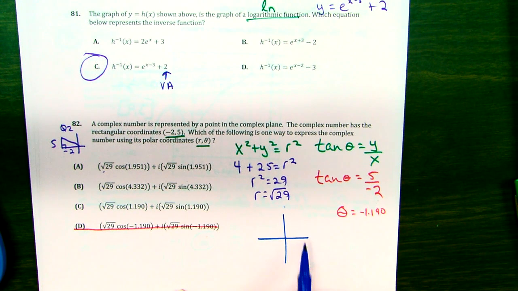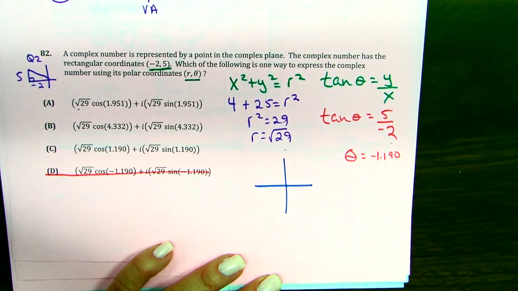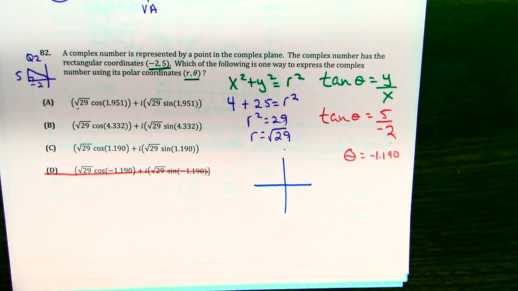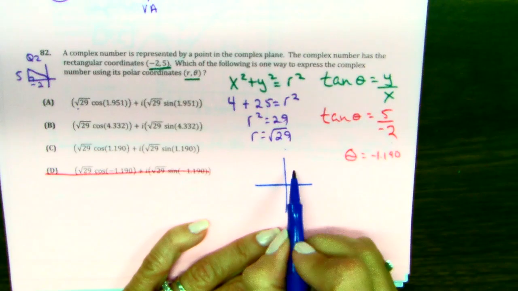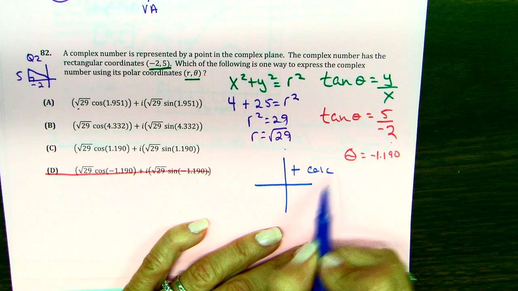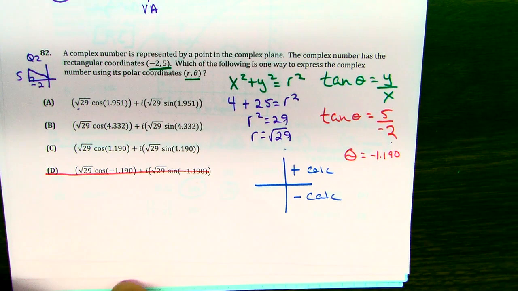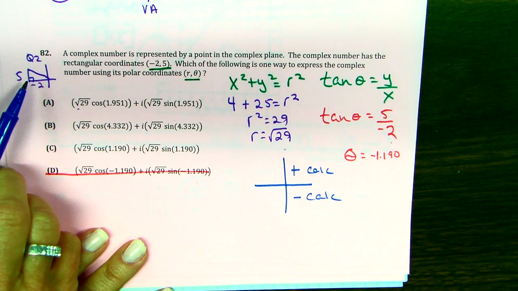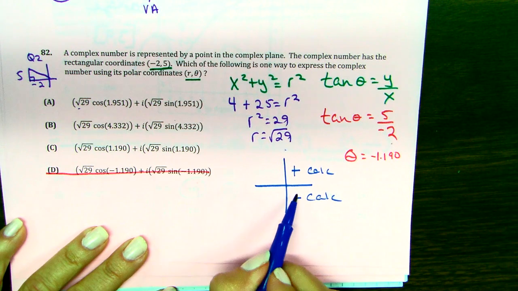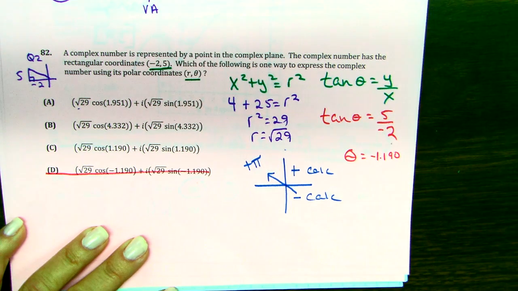Your calculator is wonderful, but it can only do so much. Your calculator can give you a positive answer or a negative answer. It doesn't know what quadrant you're in. If it gives you a positive answer, we're in quadrant 1. If it's a negative answer, it's in quadrant 4. That's all it can do. You have to say, wait a second, my angle is not in quadrant 4, it's in quadrant 2. So what I'm going to do is add pi to get myself in quadrant 2.